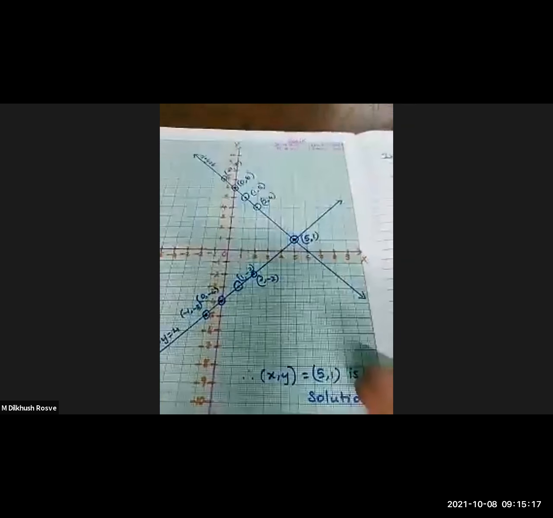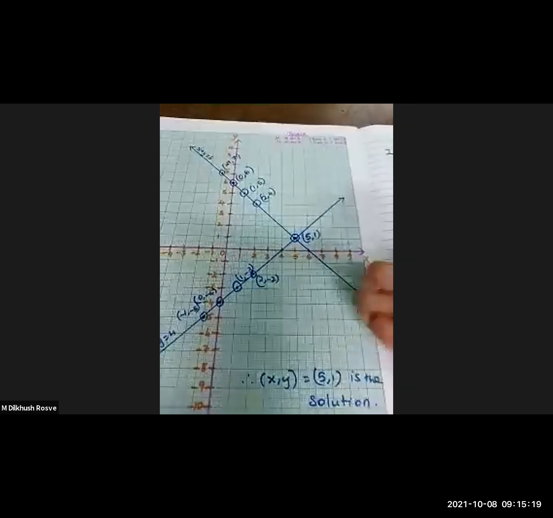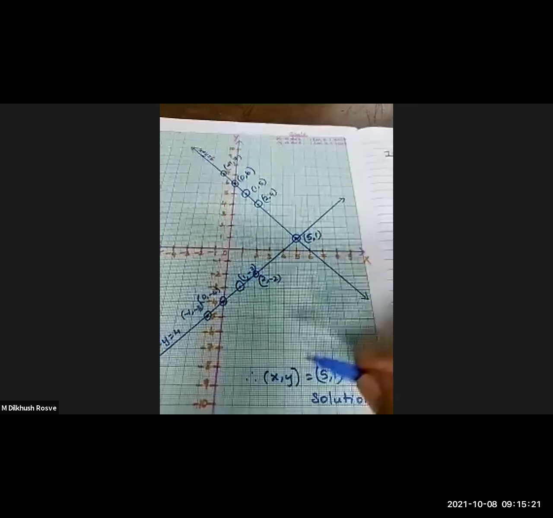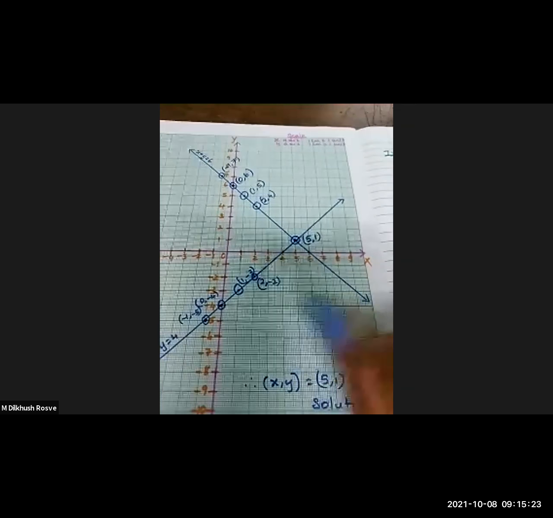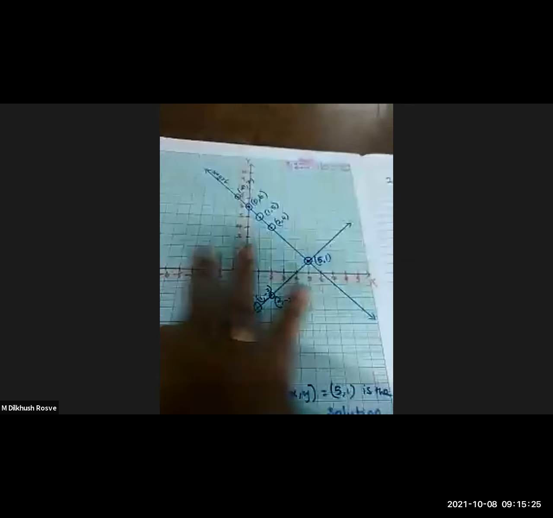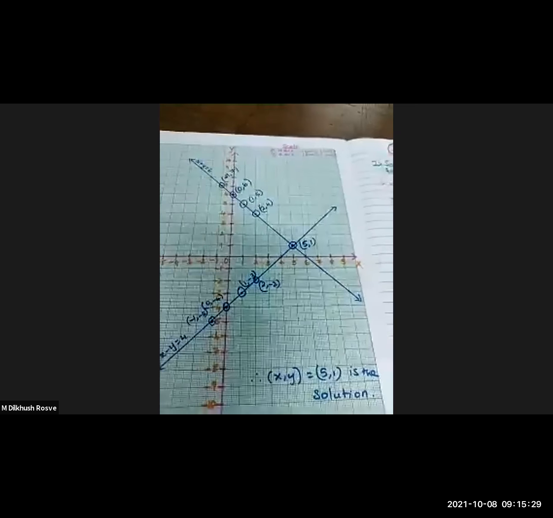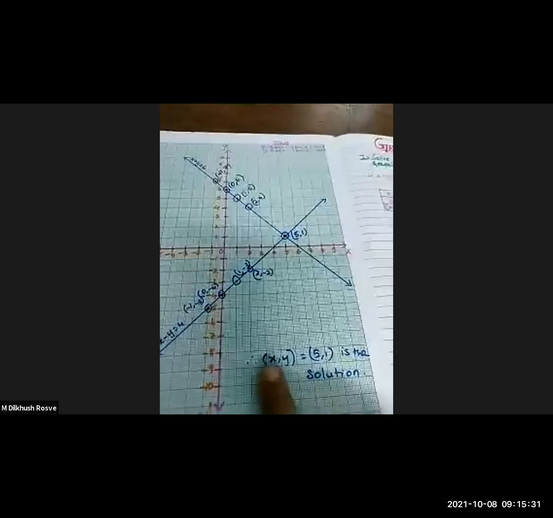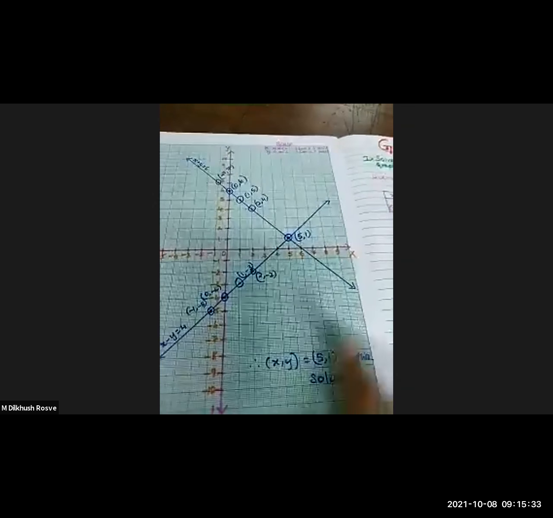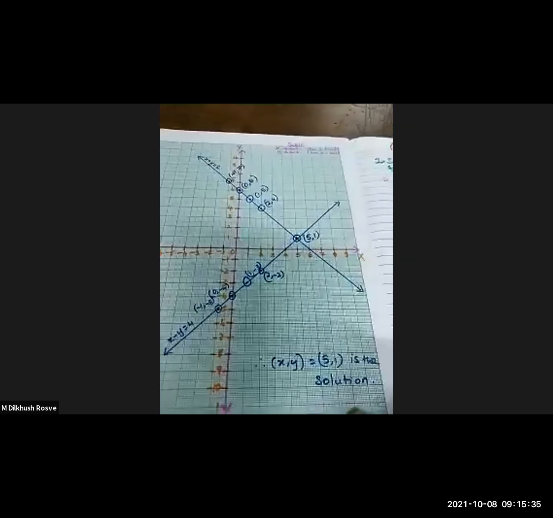See, I use sketch pens because with pencil you cannot see properly. So you people don't use sketch pens. Okay, on this side you have to use pencil only. Clear, children? See, otherwise, x equal to 5, y equal to 1 is the solution. Like that also you can write the last answer. Understood, students?